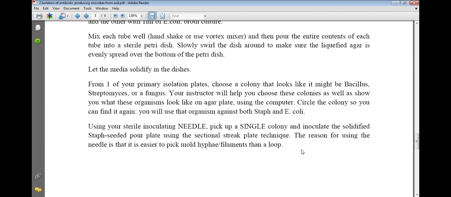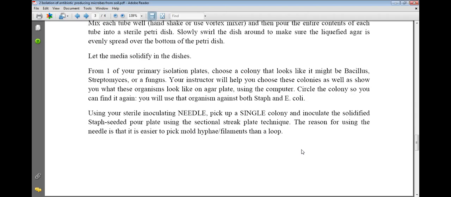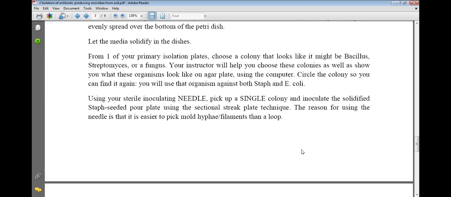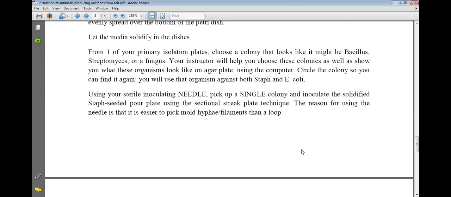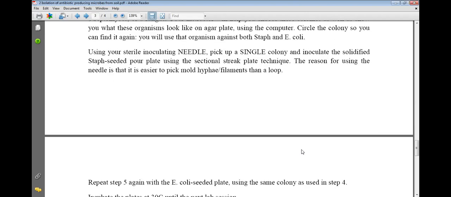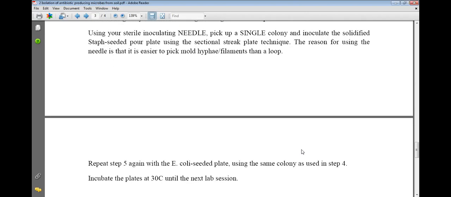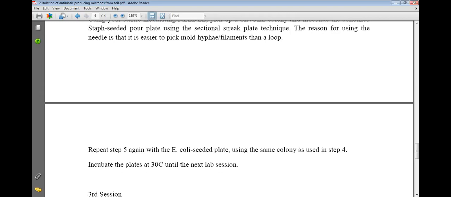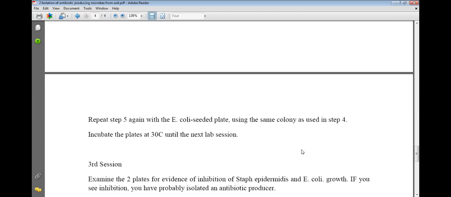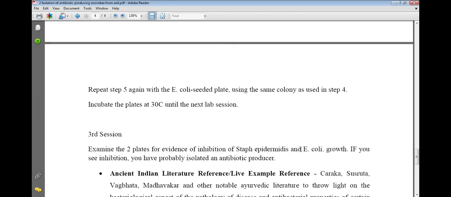Then, from the primary isolation, please choose a colony that looks like it might be Bacillus, Streptomyces, or a fungus. Then using a sterile inoculating needle, pick up a single colony, and further spread it using the streak plate technique, and repeat this process up to 5 times.